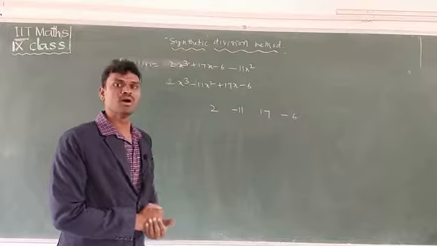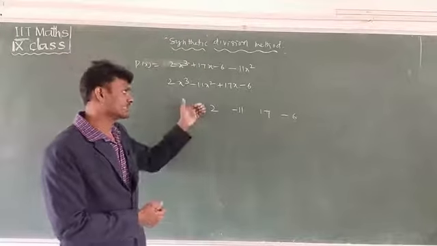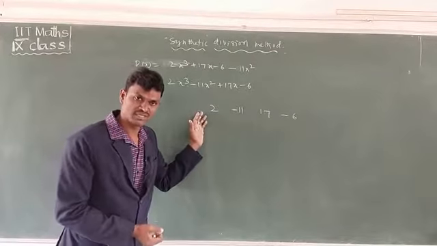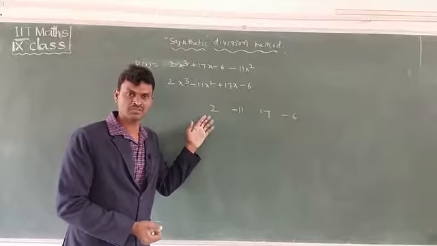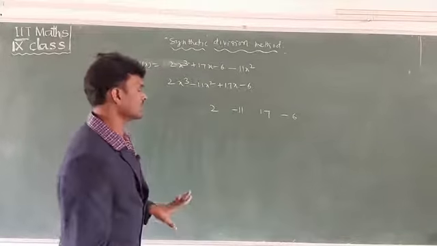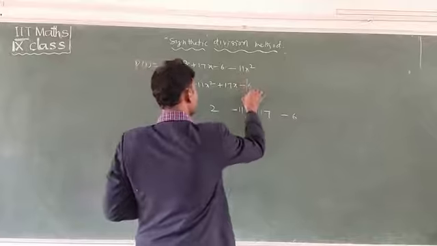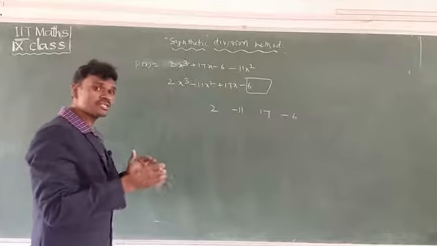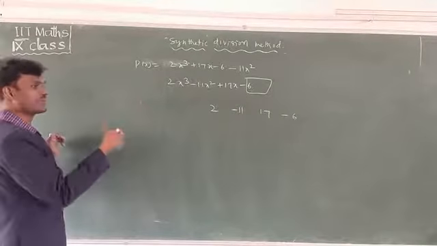Then what will we do? How to find the factors? Then we will test each and everything: x is equal to minus 1, x is equal to minus 2, x is equal to 2, x is equal to 3. No, nothing. See here, there is a constant. You have to factorize that constant. You can write the factors.